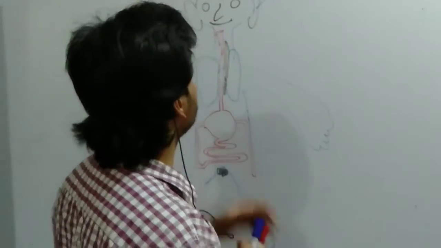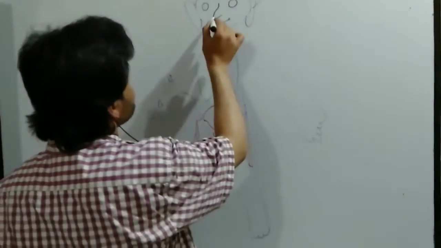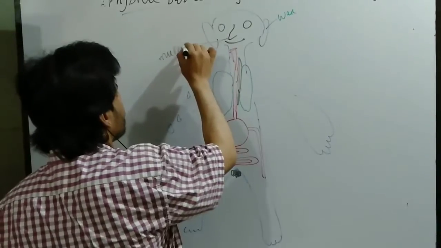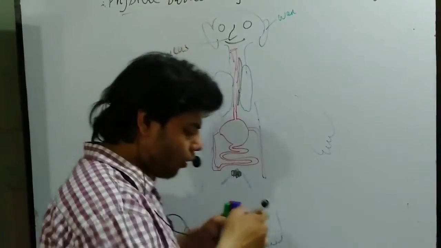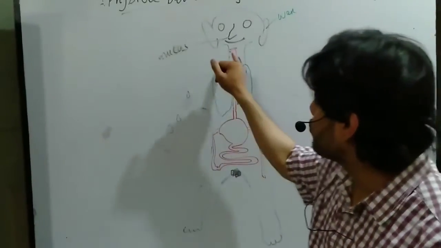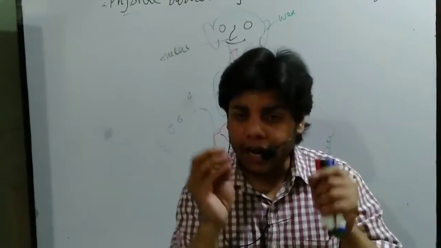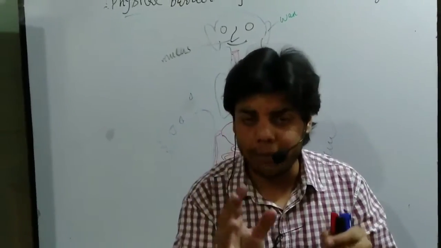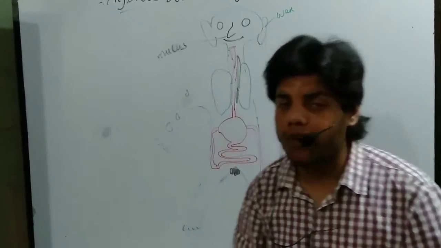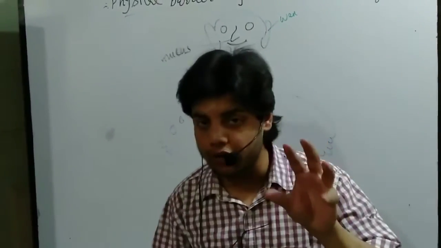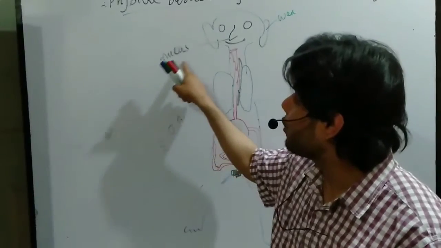Then we have the nose. The nose has mucus. The nose contains hair, and there are dendritic cells, mast cells and macrophages, because it is involved in the tissue portion, and we call that mucus.